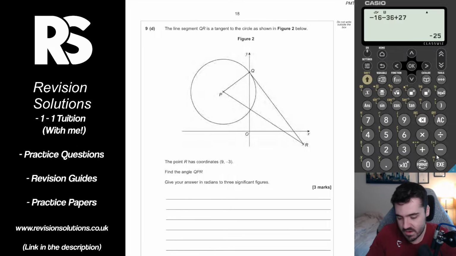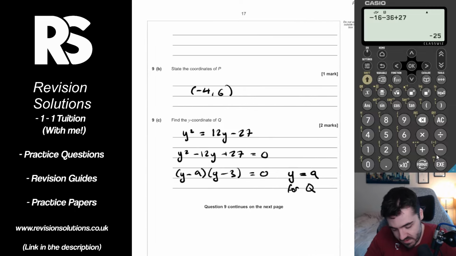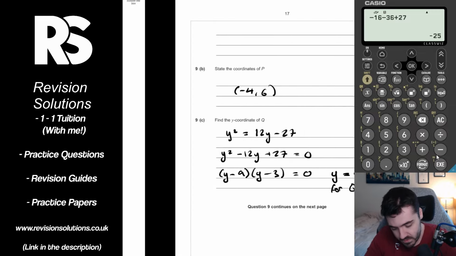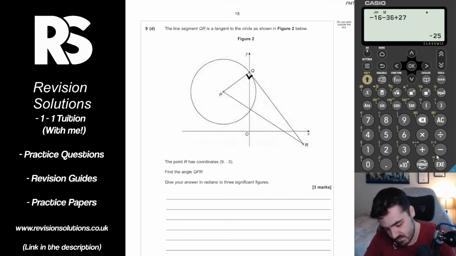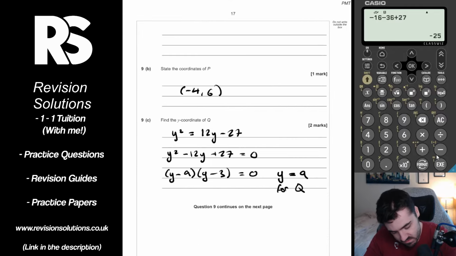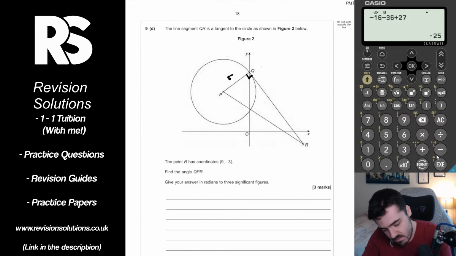Okay, now they've added to the diagram. It says the line segment QR is a tangent. So immediately, if we think about our circle theorems, tangents are perpendicular to the radius. So we know this angle is a right angle, so this triangle is actually a right angle triangle. PQ is a radius, so let's go back and check our radius. R squared was 25, so this is 5 here. And we also knew what Q was because we just worked that out in the last part. So Q was 0, 9.